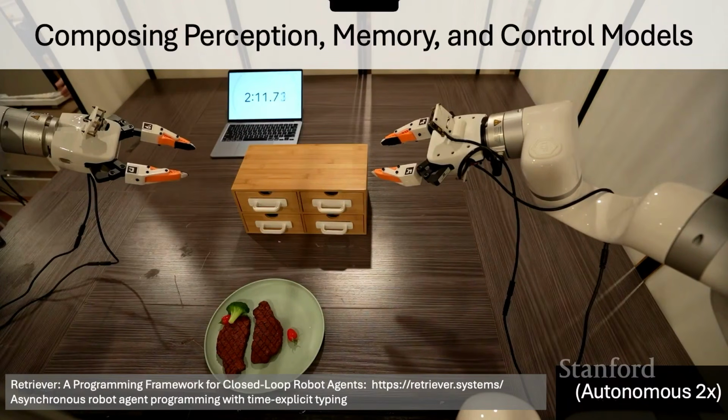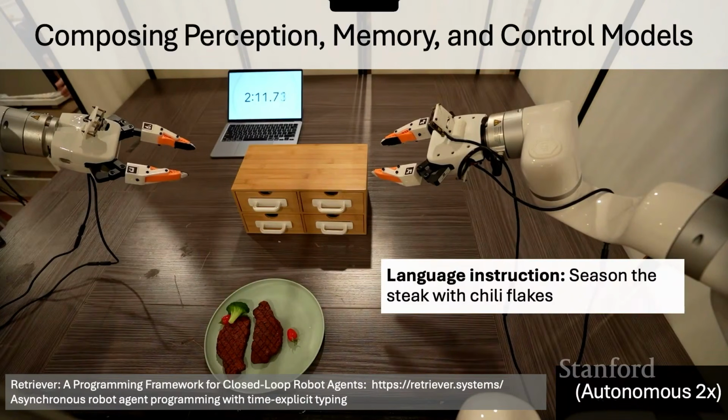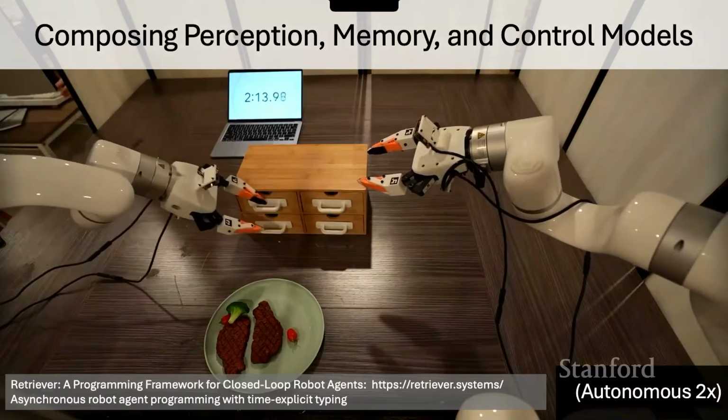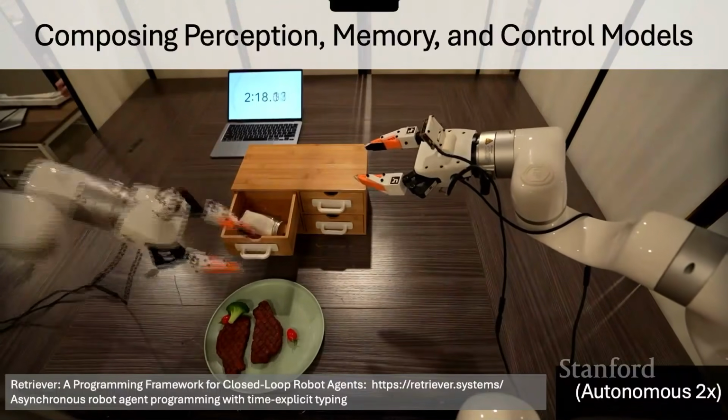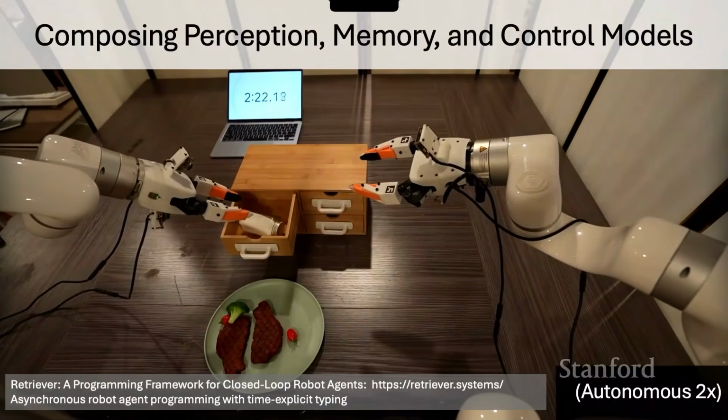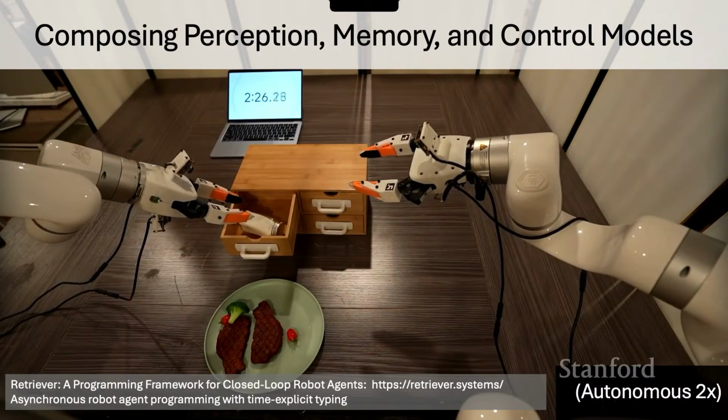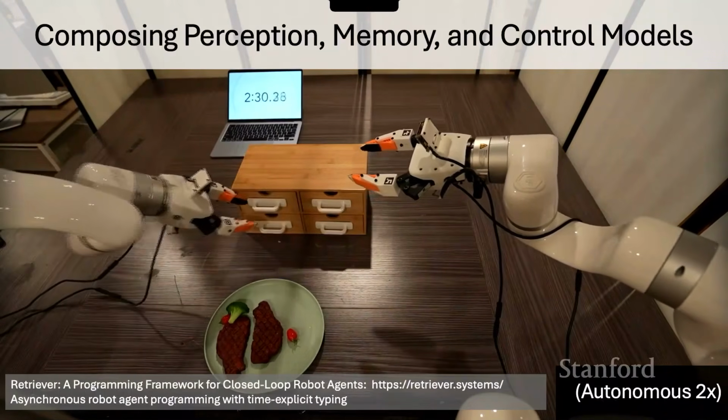And recently, building on some of the insights we got in developing some of our past systems, we're open sourcing this new framework called Retriever. It's a programming model for closed-loop robot agents. It is based on the principle that you want to have asynchronous robot action, and also you want to do time-explicit typing. That is, for each of the modules, for example, high-level modules or low-level control modules, you want to explicitly annotate what their control frequency is and how they should be composed together.